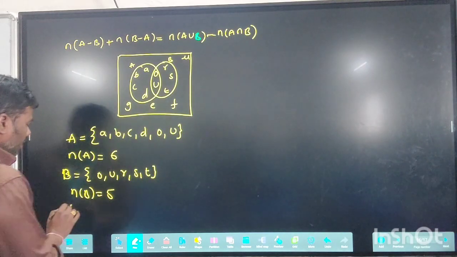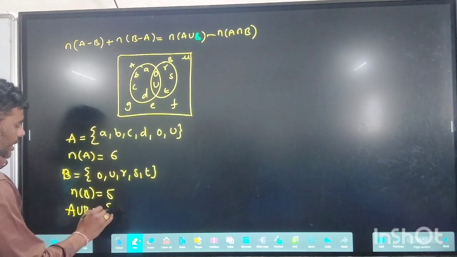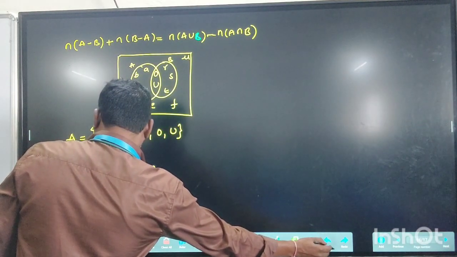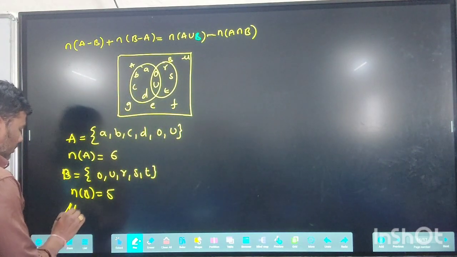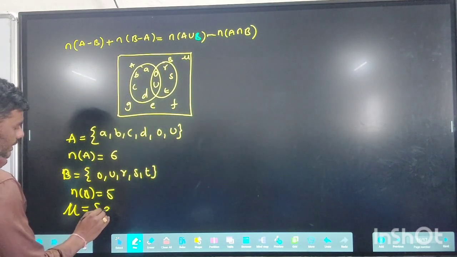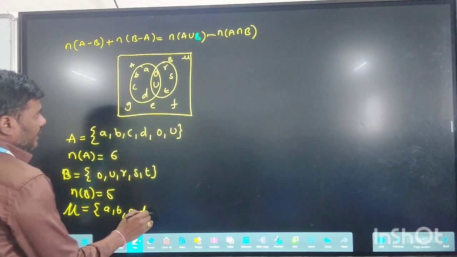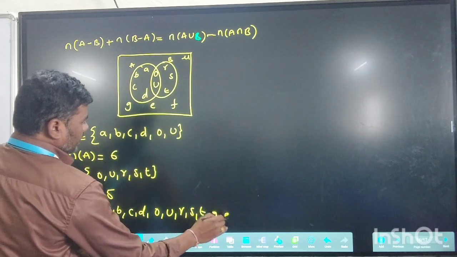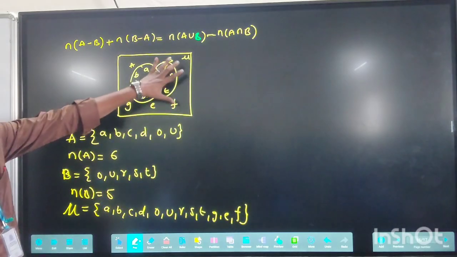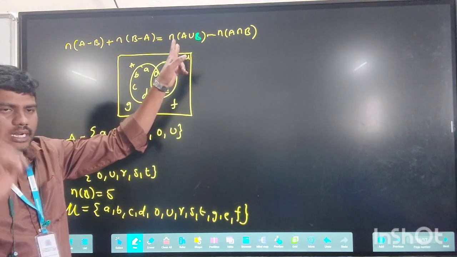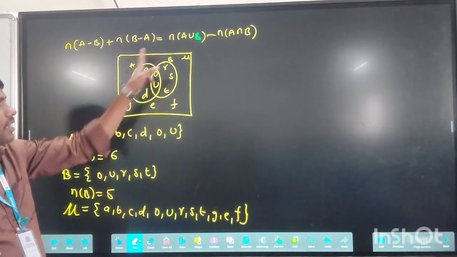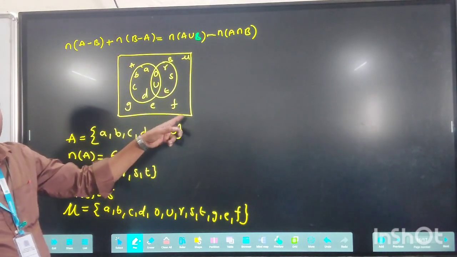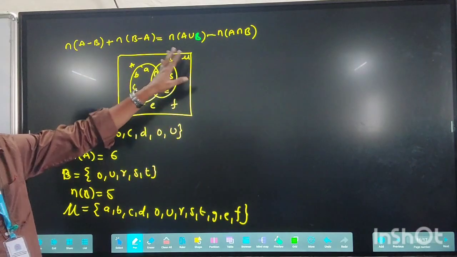Next one, A union B. A value is what? This value is A only. After that, one more thing. Mu equals {a, b, c, d, o, u, r, s, t, g, e, f}. These all values are mu. This is only A, this is only B, but g, e, f are also mu values. Means all values are in mu.